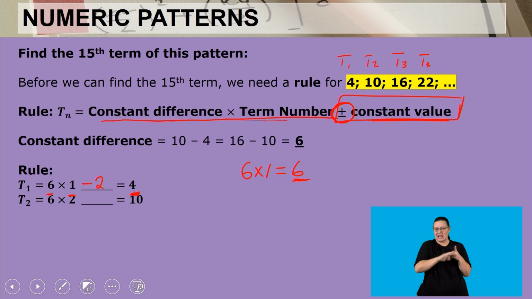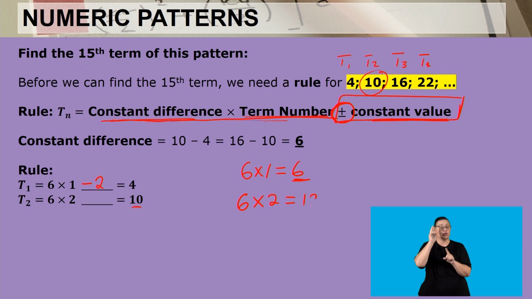Let's check with the second term. Now the second term, again, we are taking our constant difference, which is 6, and we are multiplying it with the term number. We are now working with the second term, and that second term is a 10. So we are going to say there 6 multiplied by 2, we know that this is a 12. Now how are we going to get to 10 from that 12? Yes, again, we are going to subtract by 2.